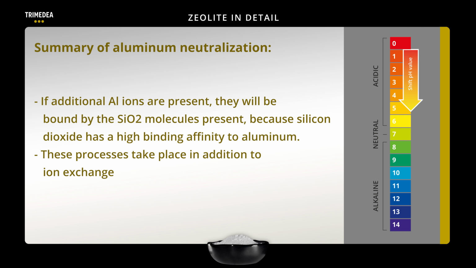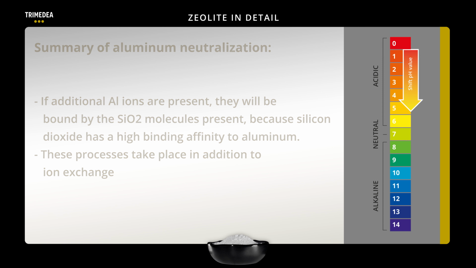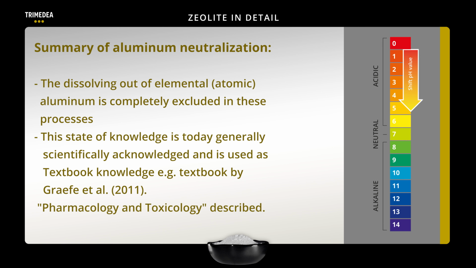If further Al ions remain, they are firmly bound and neutralized by the SiO2 molecules present in excess due to their affinity to silicon dioxide. These processes take place in addition to the ion exchange. The dissolution of elemental aluminum is completely excluded in these processes. This state of knowledge is now generally scientifically recognized and is described, for example, in the textbook Pharmacology and Toxicology from 2011.